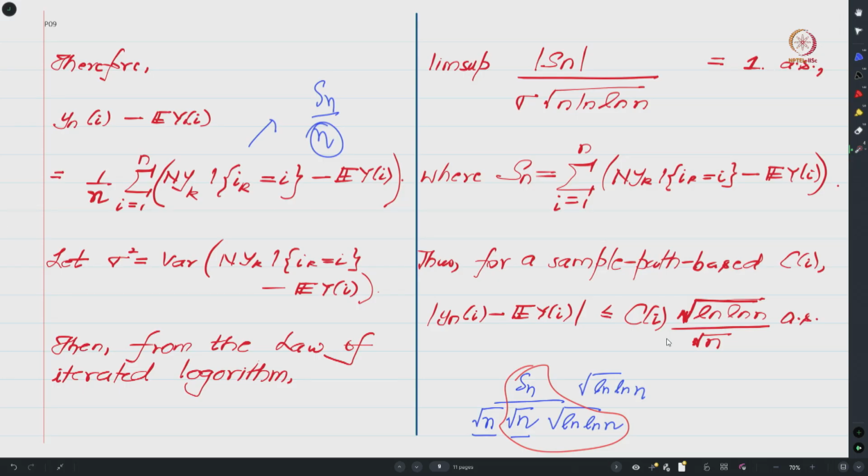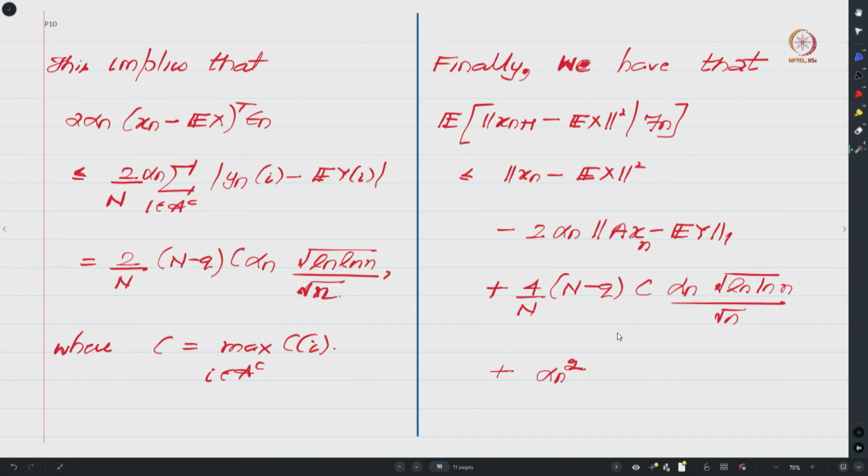And one can make use of this result to show that your yn minus expected value of y of I, which is your Sn over n, is upper bounded by C of I times square root of log n over square root n. So from the law of iterated logarithm one can show that this indeed holds, and I would like to again emphasize that this constant could be sample path dependent.